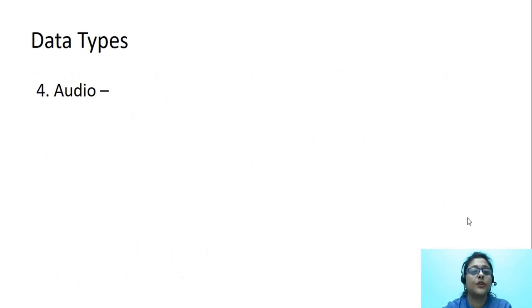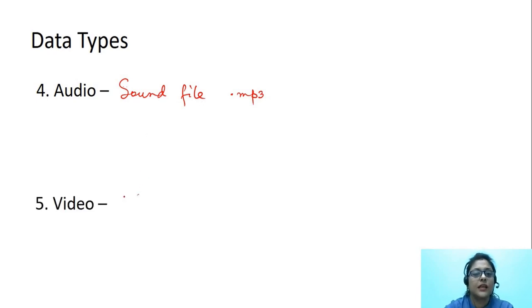Next data type is audio data type. It is basically the sound file that is stored, and it can be stored in a format similar to image file, but the format is different. It can be stored in the form .mp3. Next, we have video type of data. It is a continuous analog signal which stores video data, and the format of video data is .mp4.